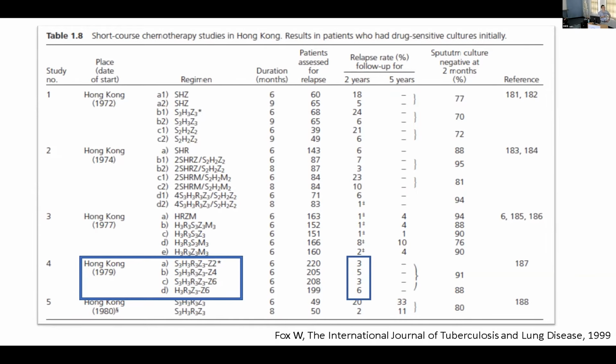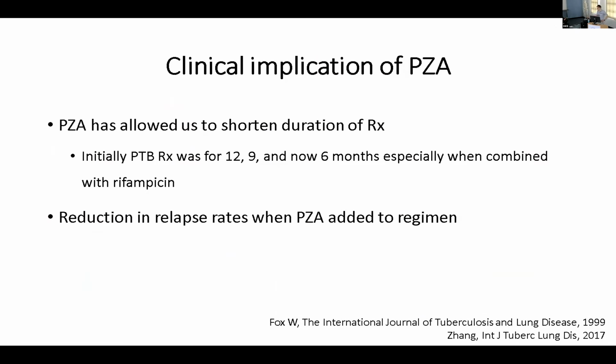And then what is the clinical implication? Back in the day when we didn't have TB treatment, there was nothing. Go to the sanatorium and breathe in some fresh air, or go to the top of the mountain. But now PZA is one of the great drugs that we have in TB, and our regimen has gone from 12 months to 9 months, and now we're sitting at 6 months. But as I already said before, it must preferably be combined with rifampicin. And also there's data to show that the relapse rates when PZA is added into the regimens is much less.